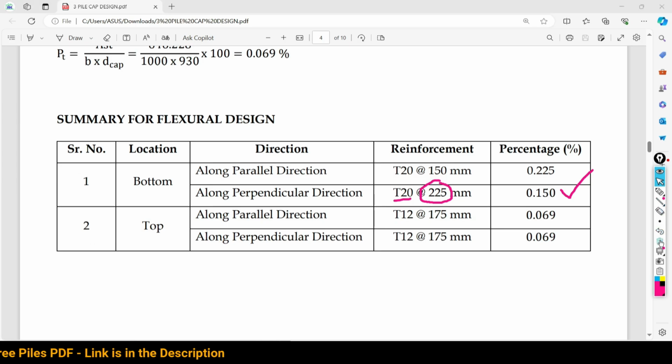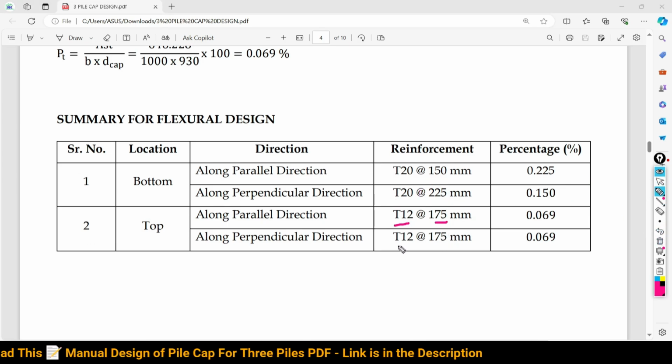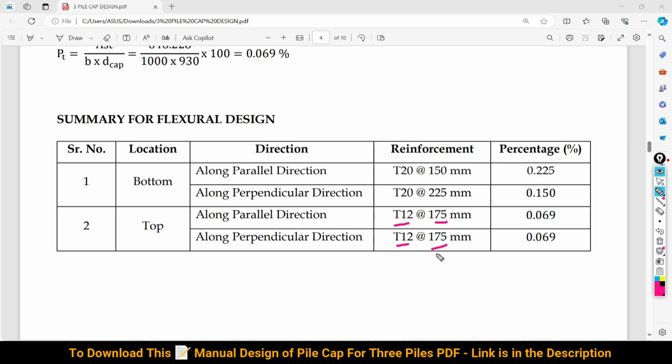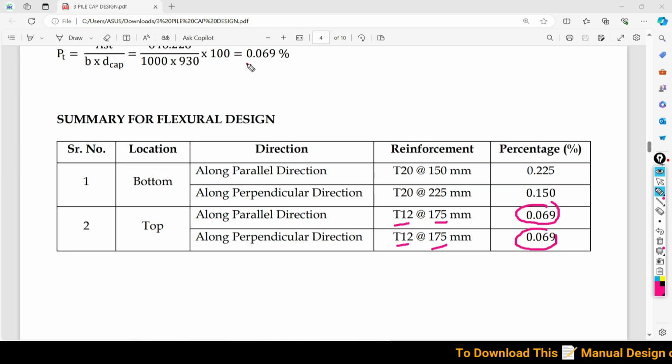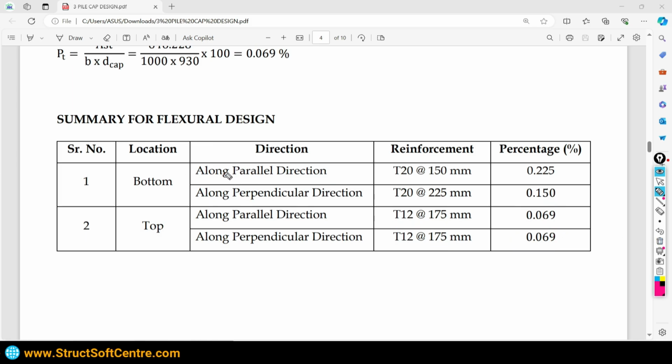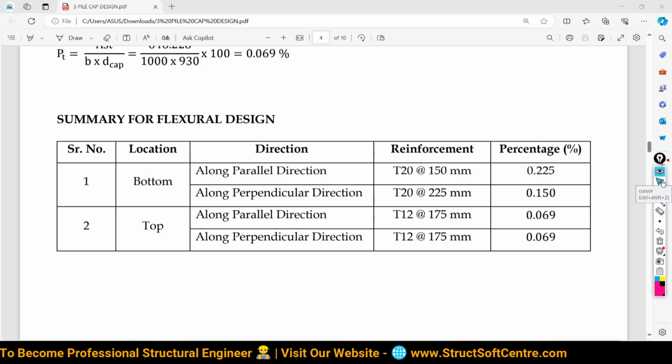So basically it is going to become 12 mm dia at a spacing of 175 mm center to center, in both directions. The reinforcement percentage is going to become 0.069. We have earlier seen this percentage of reinforcement. So this is the summary of the flexural design, or basically the reinforcement. Hope it is clear to all of you how to design the pile cap to find out the reinforcement.